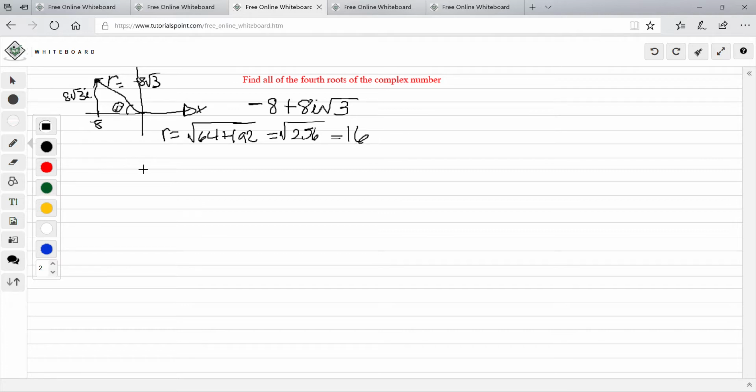Now we have to find theta. Like the last problem, we can do tangent of theta equals y over x. We know our y, which is 8 root 3, and we know our x, which is negative 8. If you simplify that, it's negative root 3. So theta is tangent inverse of negative root 3.